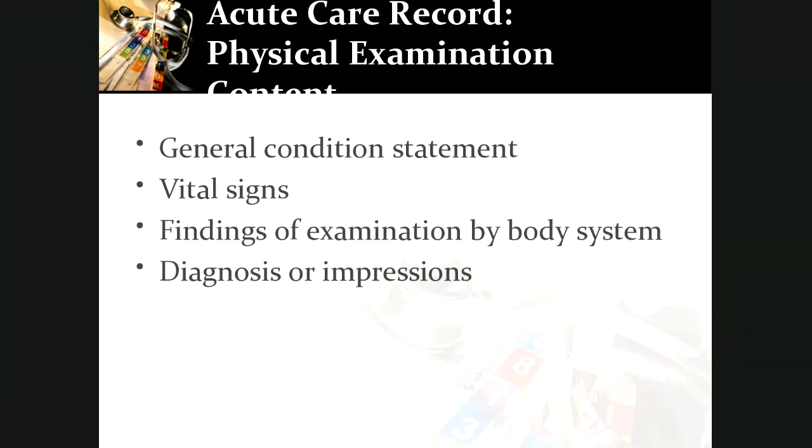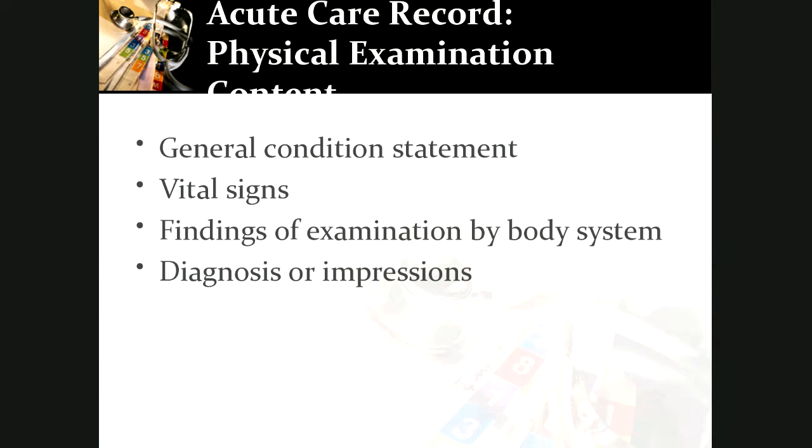Physical examination content. You're going to have a general condition statement. They're going to go over the vital signs and note those. They're going to do the findings of the examination by body system. Head, ears, eyes, nose, and throat, abdominal, they're going to look at their blood, their different things like that. And then they're going to do their diagnosis and or impressions of what they found.